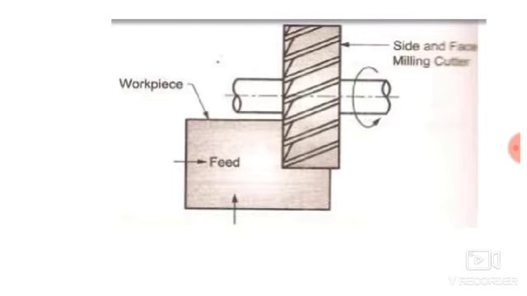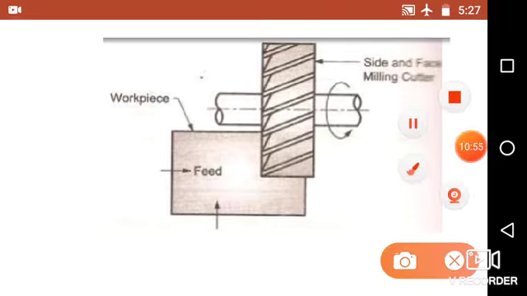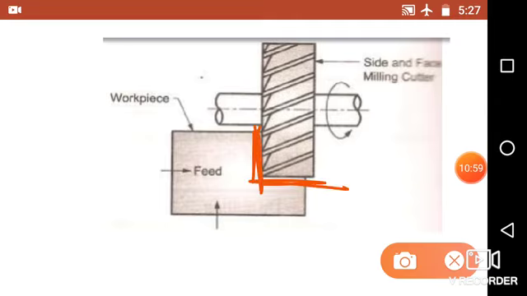So here you can see this is a side and face milling cutter. The material is removed from the side of the workpiece as well as from the face of the workpiece. So here we are combining two different operations in a single operation. At the same time, we can remove the material from the side which is perpendicular to the workpiece, and again you can remove the material from the face which is nothing but parallel to the surface of the workpiece.